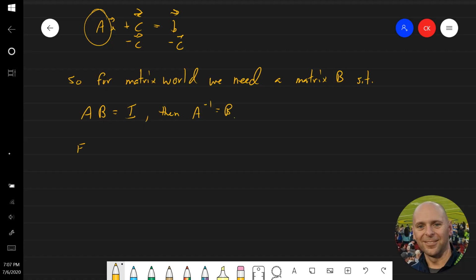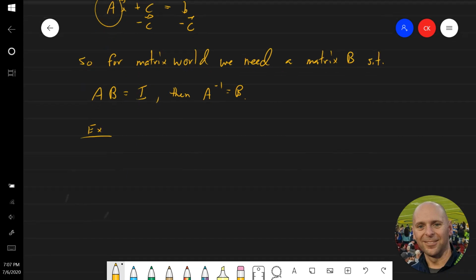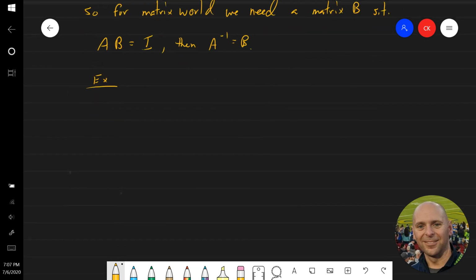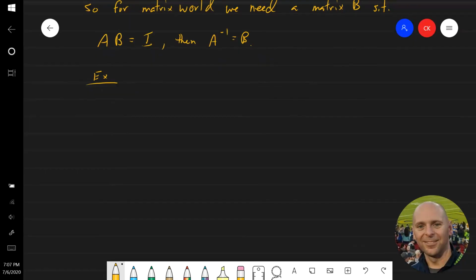So let's work through an example, and this is really meant to illustrate and motivate how we go about finding that inverse. It's not initially how we would do it anyway, but this again is to provide that motivation and understanding for where the process comes from.